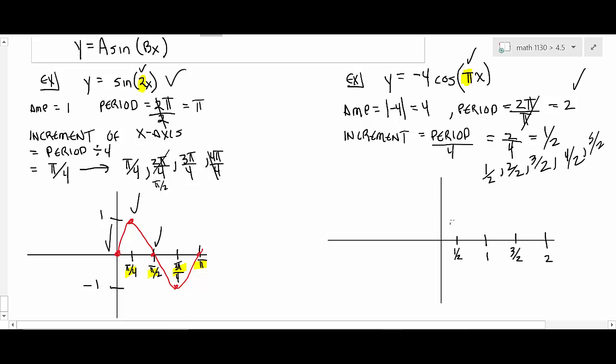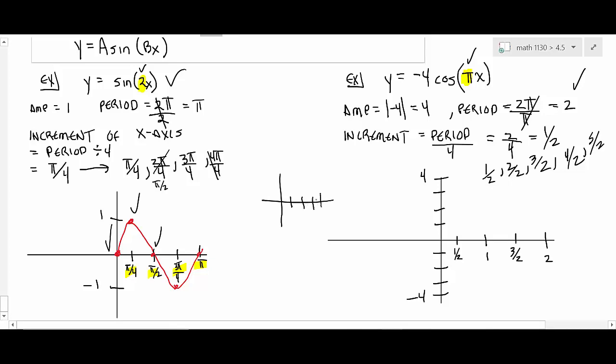Now let's go ahead on this. Since we have an amplitude of 4, what would be a good decision for your y-axis? Probably 4 and negative 4, right? So let's go ahead and go all the way up to 4 here, and all the way down to negative 4 like that. Now, I'm going to put the basic cosine graph on here only for reference. Again, you don't need to put this on here.